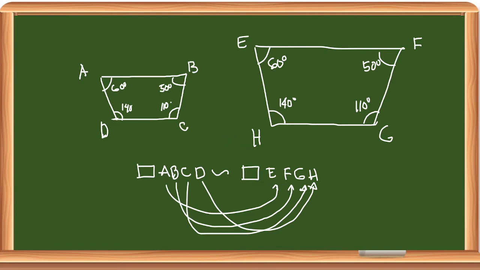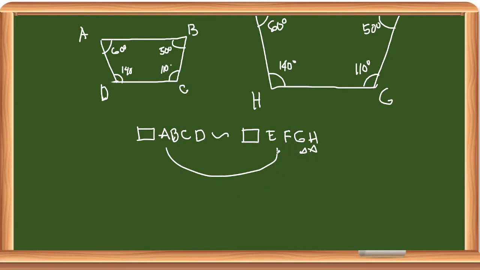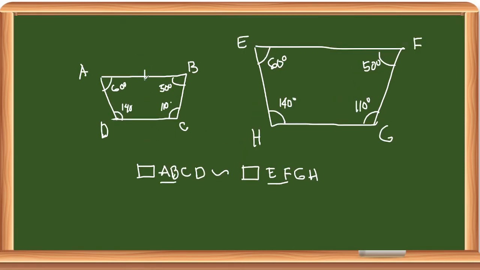Okay. So, aside from corresponding angles, you must also know which are the corresponding sides. Kung ganito pinangalan yung dalawang similar polygons, yung AB corresponds to side EF. So, itong AB corresponds to side EF. And then side BC, so this one, corresponds to side FG. Okay, so itong BC para sa FG. And then CD, this one, corresponds to side GH.